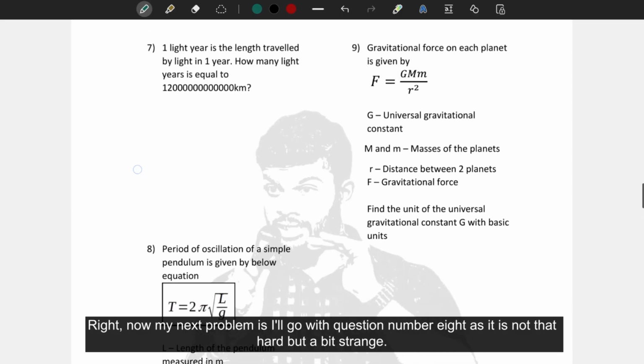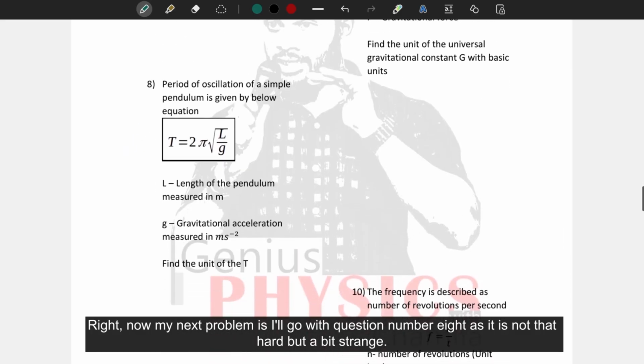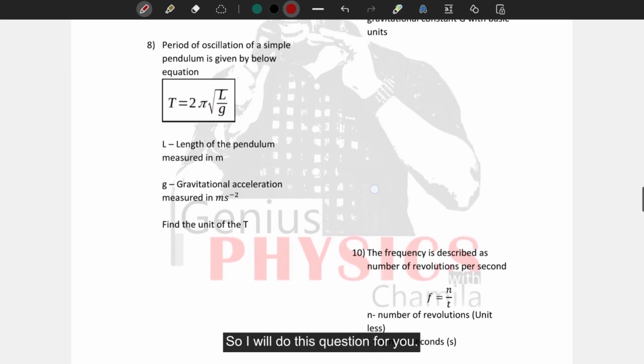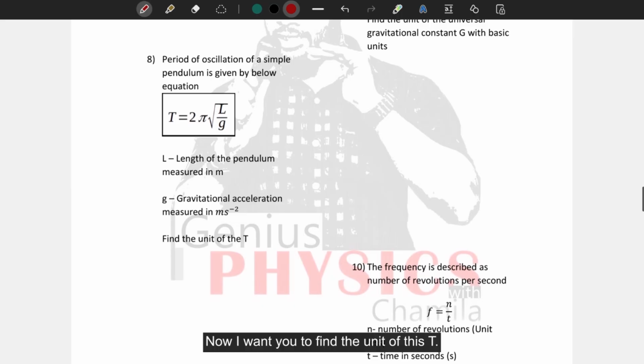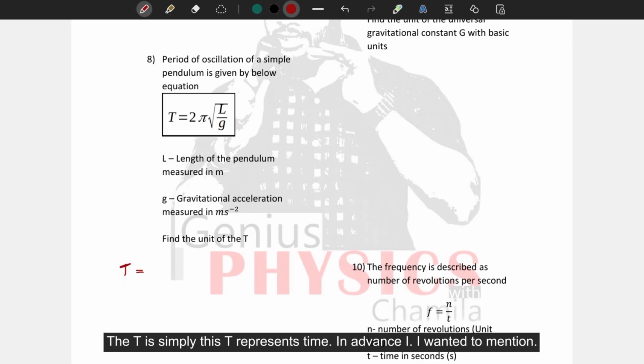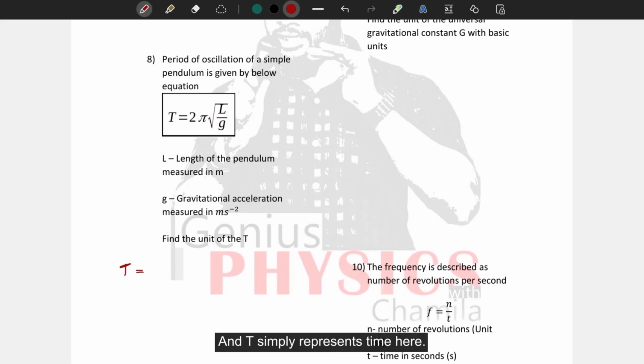Right. Now my next problem is question number 8, as it is not that hard, but a bit strange. So I will do this question for you. I want you to find the unit of this t. Sometimes you might not know what this t represents. Simply, t represents time. In advance, I need to mention that t simply represents time here.